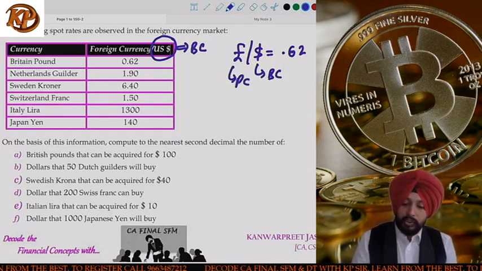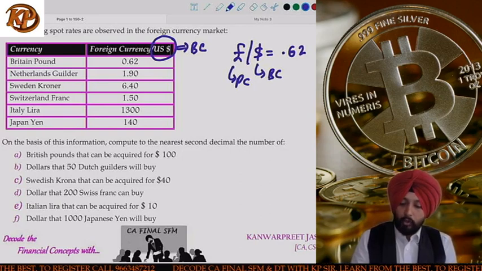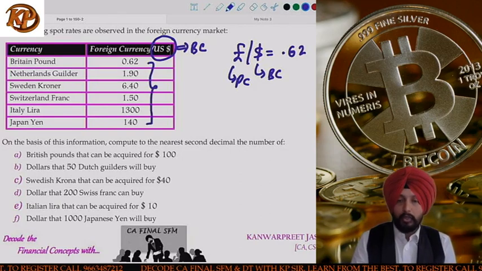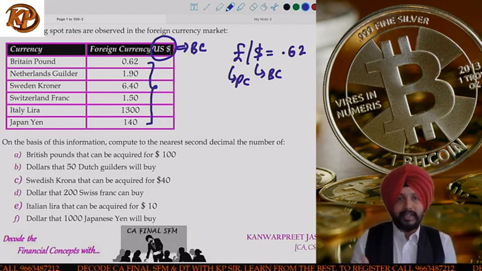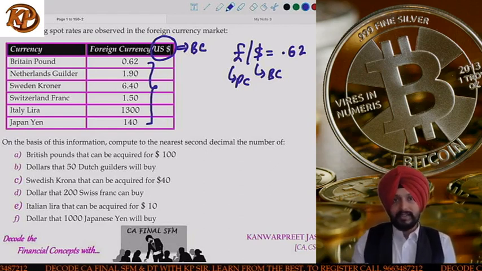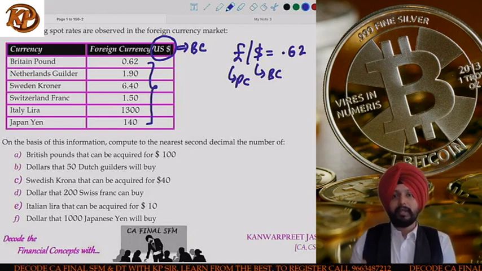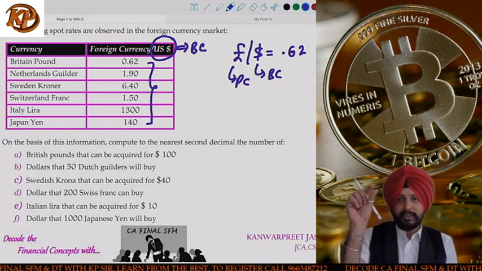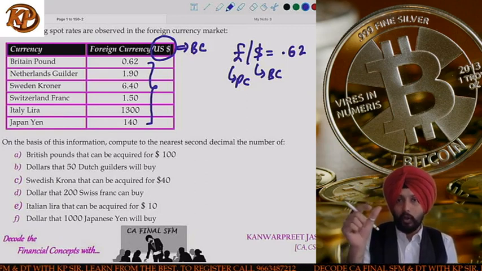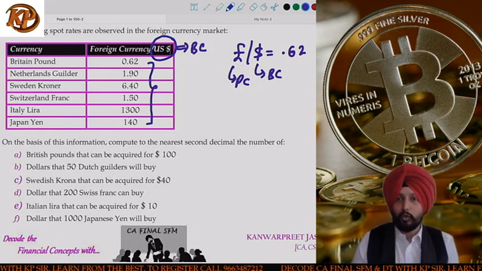Once you see dollar is the base currency, then dollar will be the base currency for all the remaining quotations also. Institute has this tendency within a sum. If base currency is given in the denominator, then it will be given in the denominator for all the remaining quotations, which means in this case the denominator is fixed as dollar, so dollar is the base currency in all the quotations.